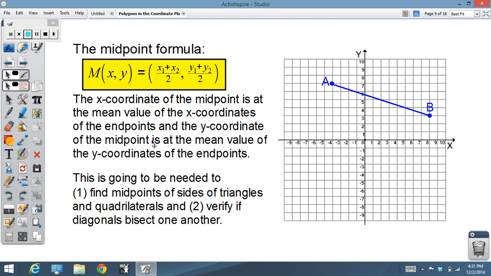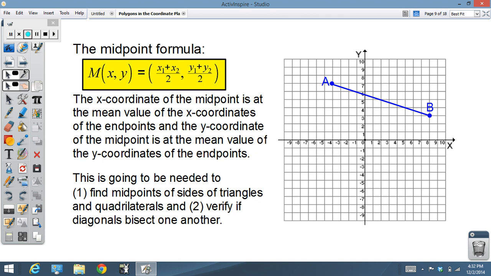Next tool you might need, remember the midpoint formula, also back from chapter 1. All right, where we found that the x coordinate of the midpoint is at the mean value of the x coordinates of the endpoints, and that the y coordinate of the midpoint is at the mean value of the y coordinates of the endpoints. And you're going to need this to find midpoints of sides of triangles or quadrilaterals, or also you may need it to verify if diagonals bisect one another. All right, find if a midpoint matches the bisection point or an intersection point.